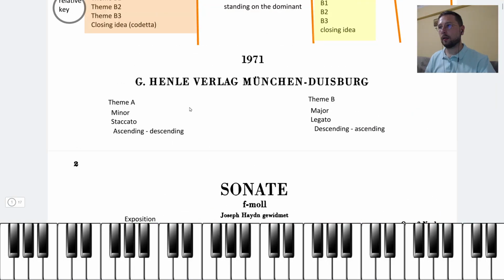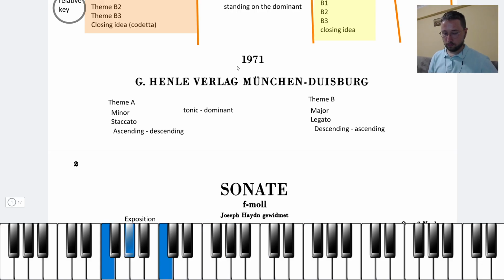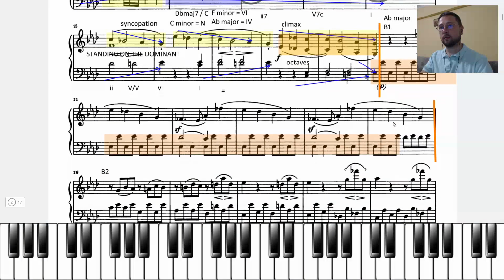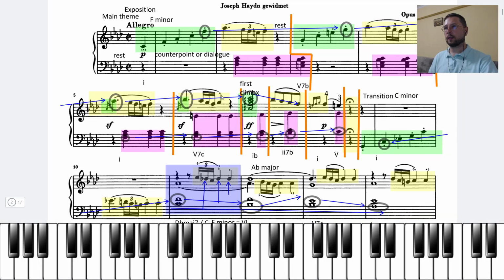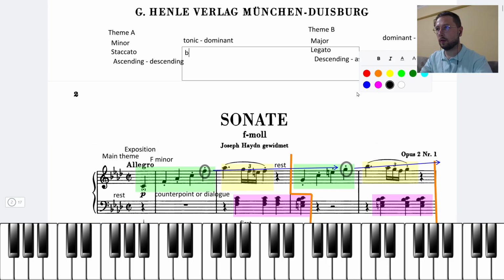Now, harmonically, the first theme consists of a tonic that goes to the dominant. So we're moving from tonic to the dominant. Now, in the second theme, Beethoven moves from the dominant to the tonic. First, we have dominant, and then we go to the tonic. More things that are built here. Well, this is based on block chords, and we have silences in the left hand.